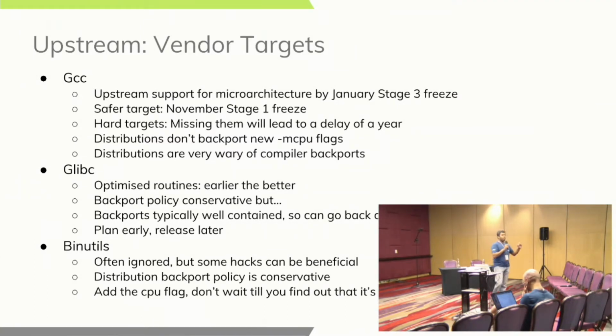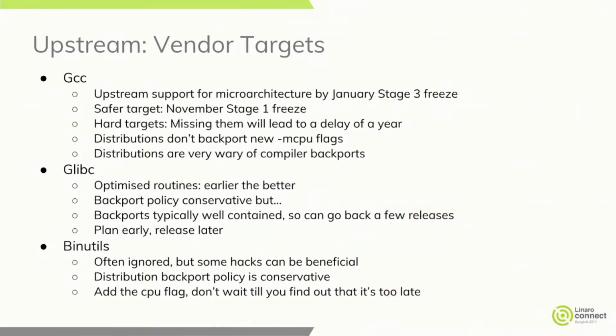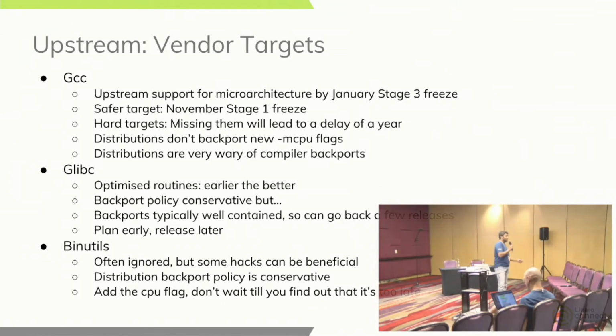And the problem with GCC targets is that they're very hard targets, because if you miss that target, your support gets delayed by a year. It's not 6 months, it's not 3 months, it's an entire year that you have to wait for the next GCC to come out, right? So planning for GCC freezes is critical in that sense.